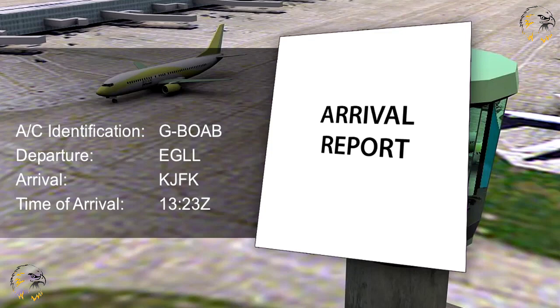This is the end of the lesson on flight plans. Hopefully, you will now understand some of the more procedural elements of a flight plan and how they can assist in air traffic management.